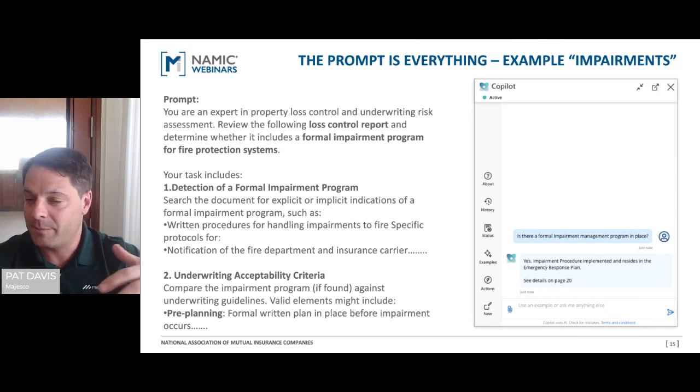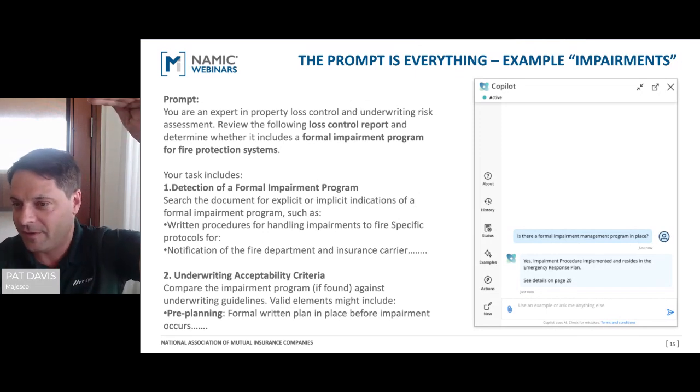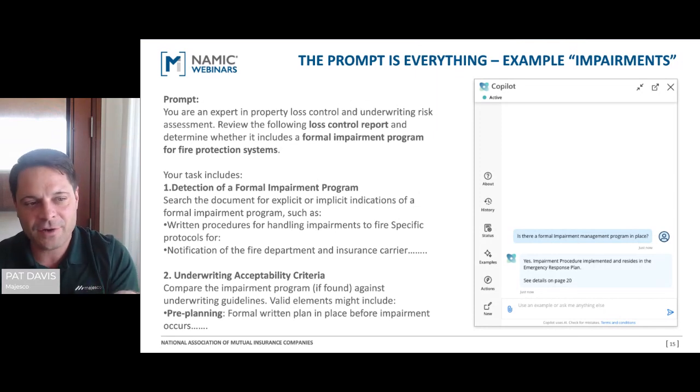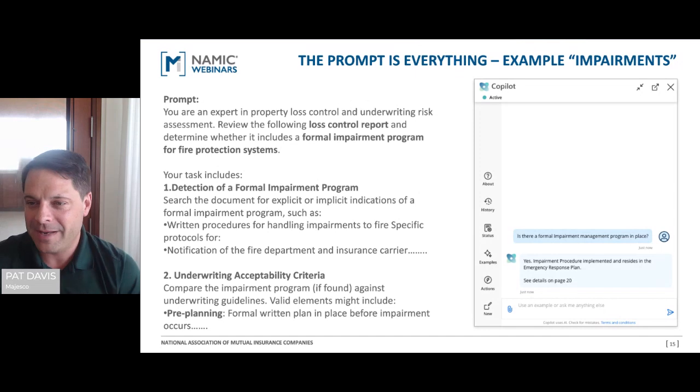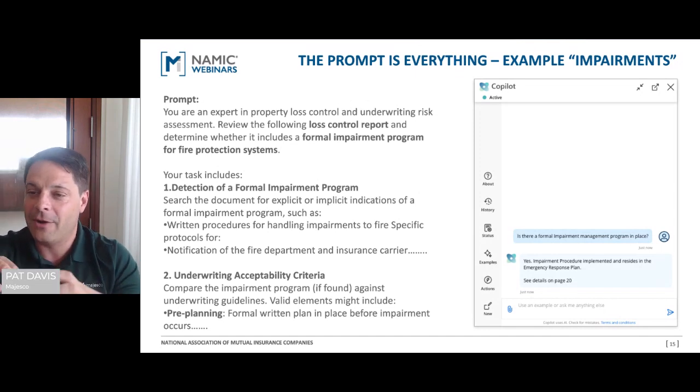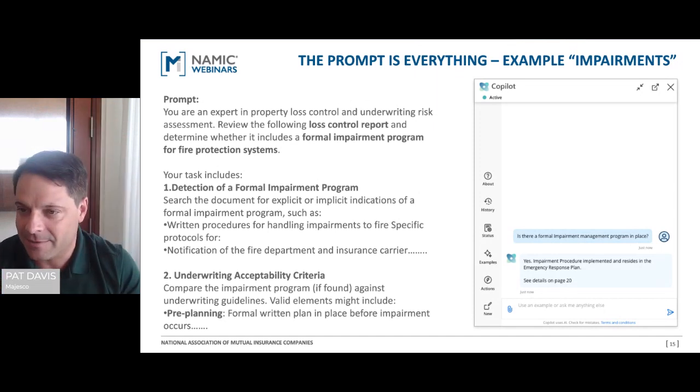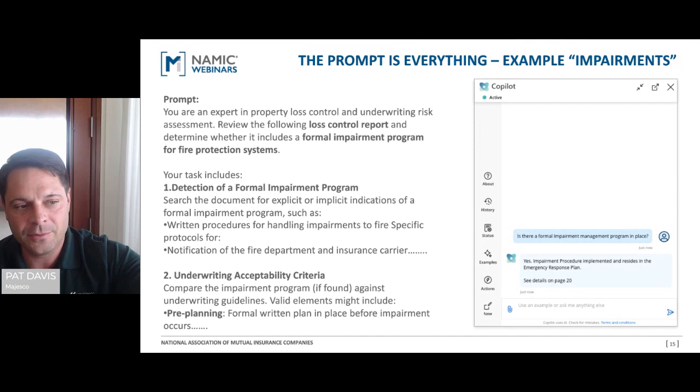So this prompt was pages and pages of instructions that we're giving generative AI. It's going through 50 to 100 pages of highly technical information. And it can actually figure out if there's an impairment program, not just based on one word in the document that says impairment program, but by finding that in multiple places within the document there are different elements of that impairment program, relative to the underwriting acceptability criteria or the detection protocols we gave it here.